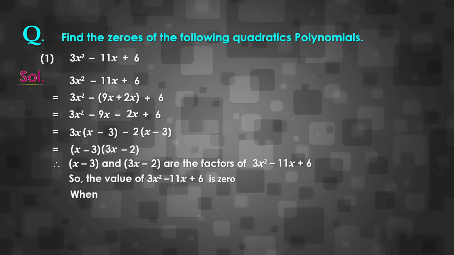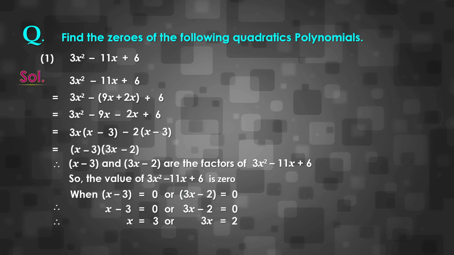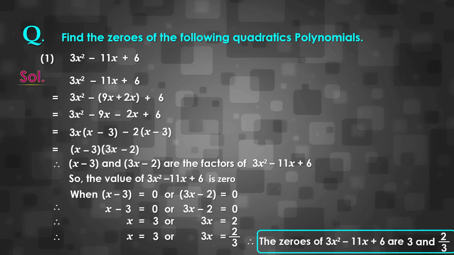Now, to find the zeros, we equate each factor to 0. First, x minus 3 equals 0. This gives x equals 3. Second, 3x minus 2 equals 0. This gives 3x equals 2, and therefore x equals 2 by 3. Therefore, the zeros of the quadratic polynomial 3x squared minus 11x plus 6 are 3 and 2 by 3.